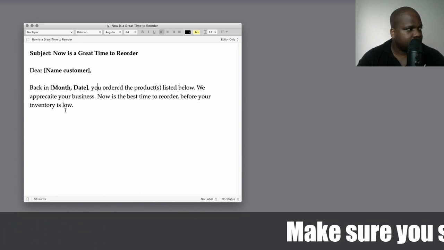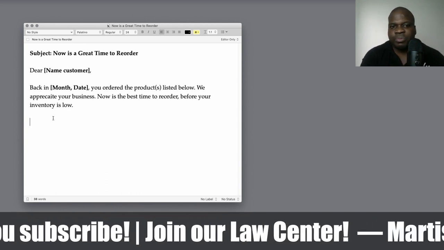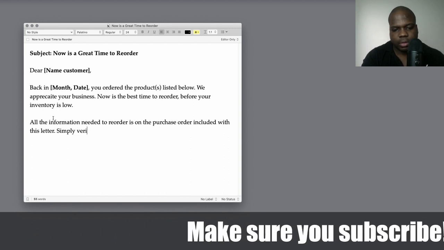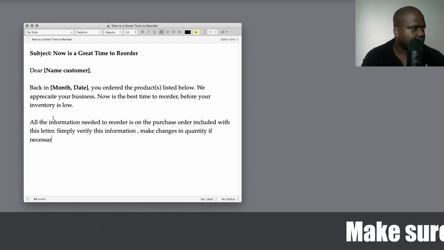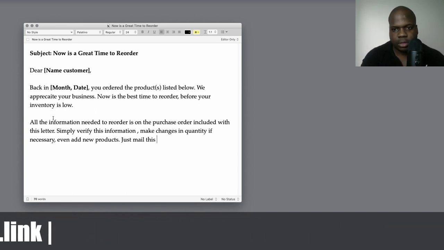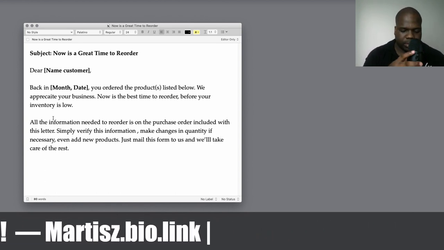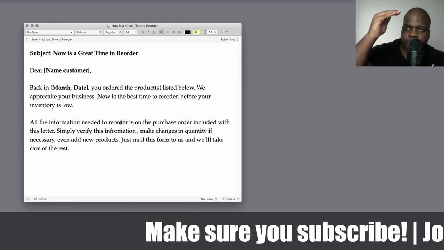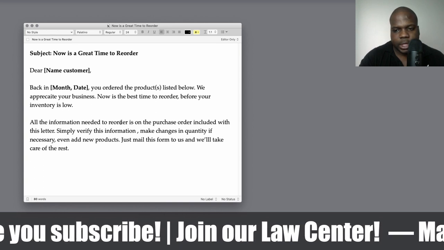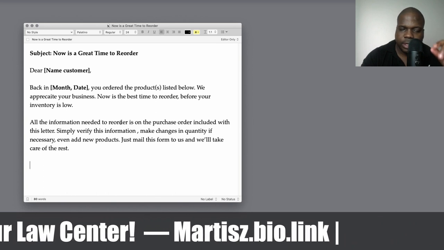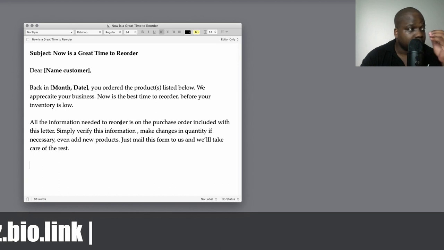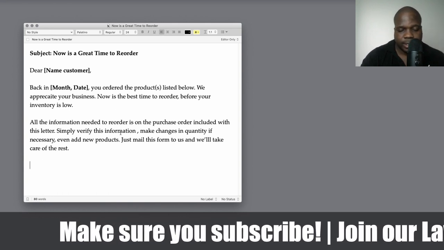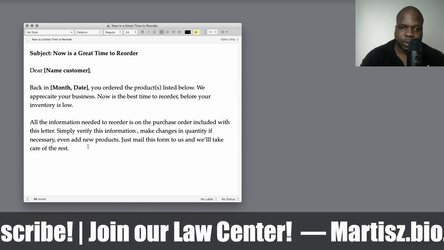I'm going to write the second and the third, and then we're going to talk about that. See here, this is something you can put into it: all the information needed to reorder. So you send them a form. In the form you put all the products, and then let them change. Let's say they ordered this one time 3 months ago, you tell them, okay, do you want to order the same amount or do you want to order more? So you create the form, make it easy for them to change the quantity, and let them fill it in and send it to you. And let them confirm that, and that means they place a new order.